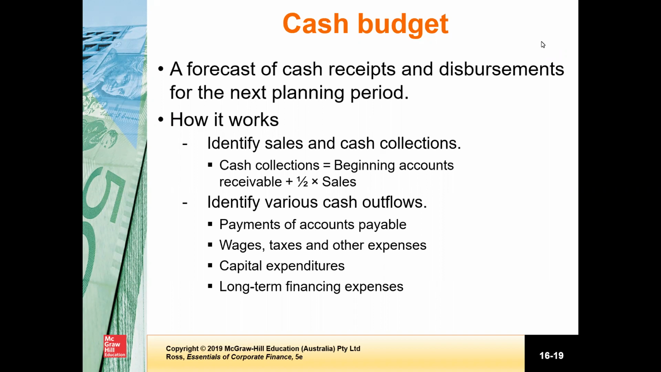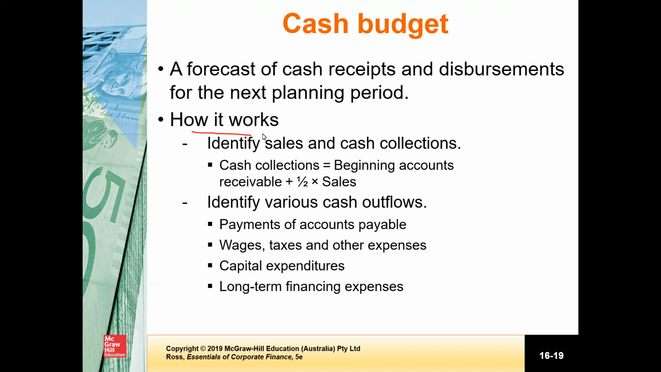The idea of the cash budget is simple. It records estimates of cash receipts, that means cash in, and disbursement, that means cash out. The result is an estimate of cash surplus or deficit. Okay. So how it works, we will see an example soon.